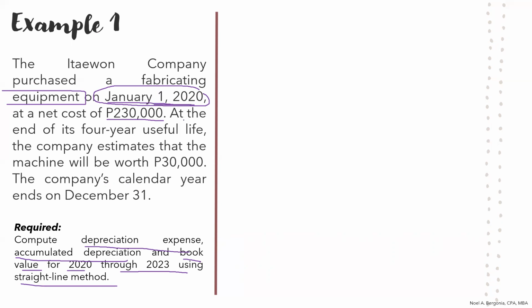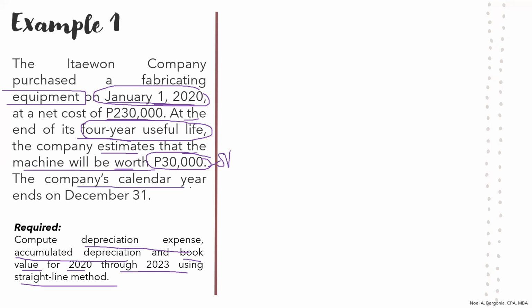Basahin natin. At the end of the 4-year useful life, so ito yung next element. We have the useful life na 4 years. The company estimates that the machine will be worth 30,000. So ito pong 30,000 na to, ito yung estimated na worth after 4 years. Anong tawag natin dito? You are correct. This is the salvage value or scrap value or residual value.